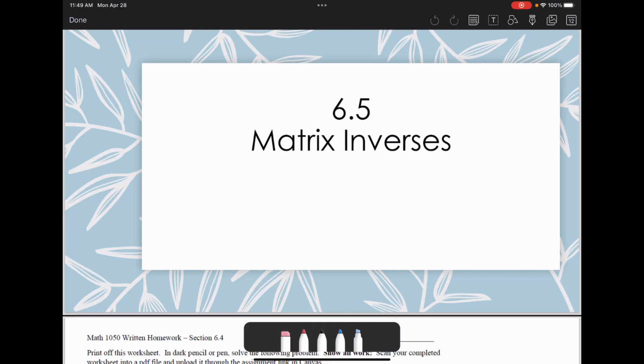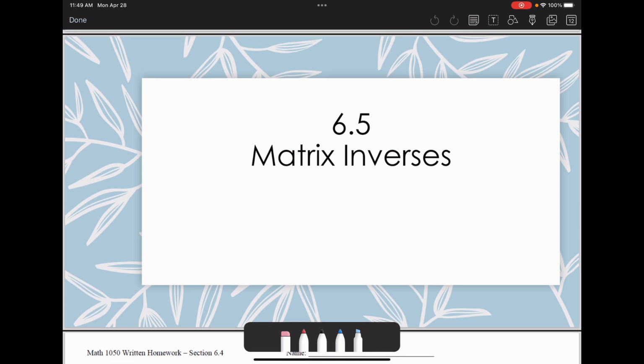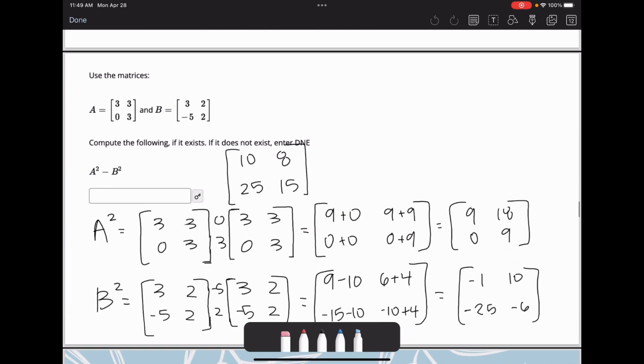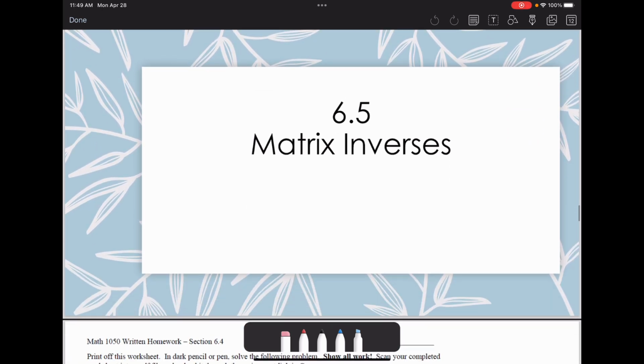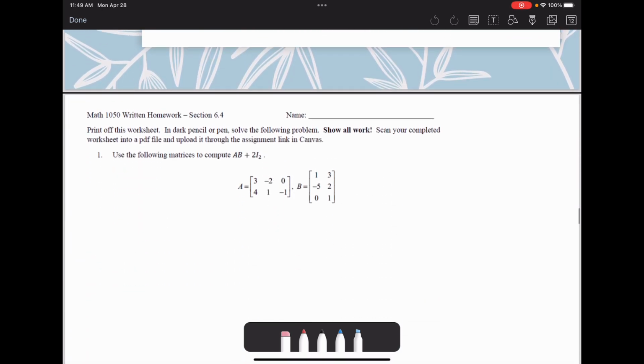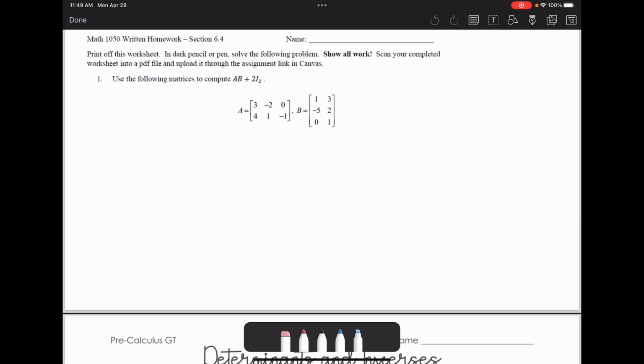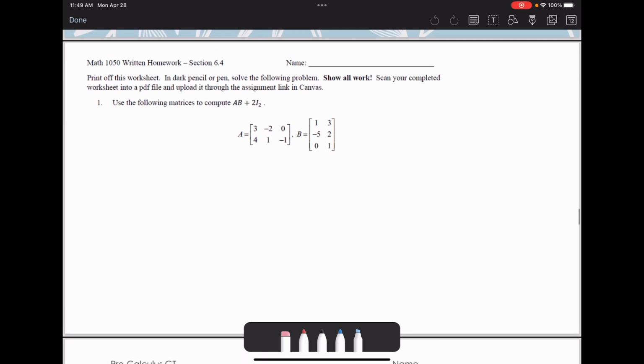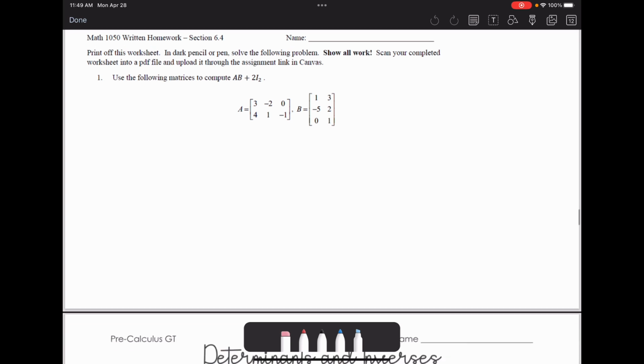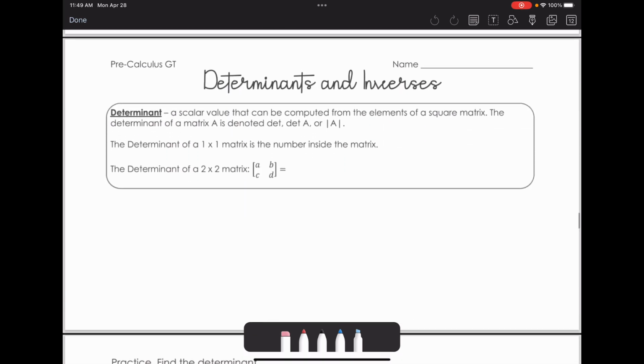Hi everyone, this is the video for 6.5 since I'm not there today. So last time we talked about matrix arithmetic and now we're talking about inverses. We'll go over the homework for 6.4 next class.